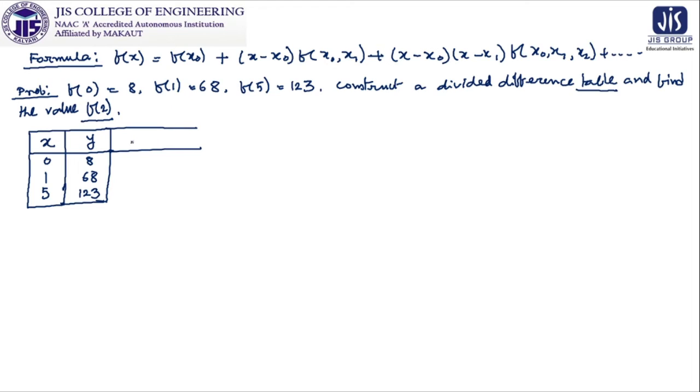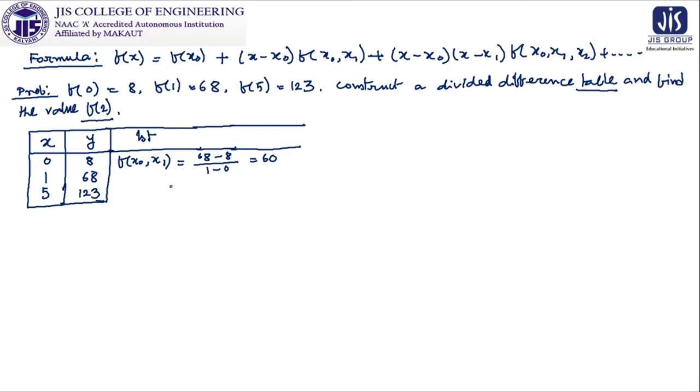So what we are doing here is the first order divided difference, and we know that the notation is f of x0, x1, which is according to the definition. If we write it, then f of x1 minus f of x0 by x1 minus x0, so it will be f of x1, 68 minus 8, by 1 minus 0. So what we get as the value is 60.